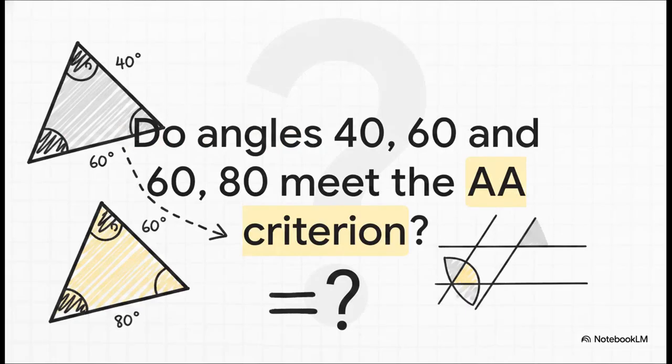All right, let's try one more. Pause and check 2. Let's say triangle 1 has interior angles of 40 degrees and 60 degrees. Triangle 2 has interior angles of 60 degrees and 80 degrees. Based on that angle-angle criterion we just covered, are these two triangles similar? Go ahead and pause again, do a quick mental calculation using that 180-degree rule, and I'll be right here when you're ready.